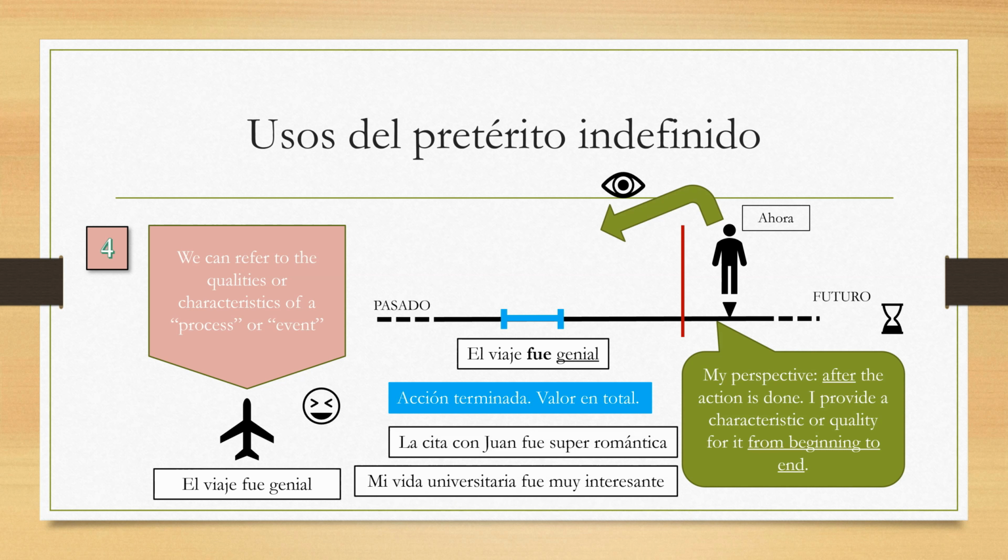La cita con Juan fue súper romántica. The date with Juan was super romantic. Mi vida universitaria fue muy interesante. My university life was very interesting. They are all values, qualities of something that I'm looking back and considering from beginning to end as a whole, I consider to be romantic or interesting.